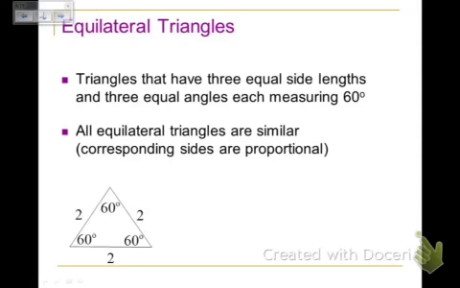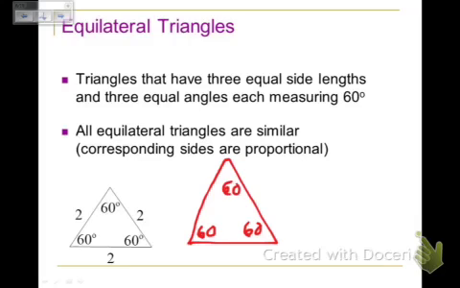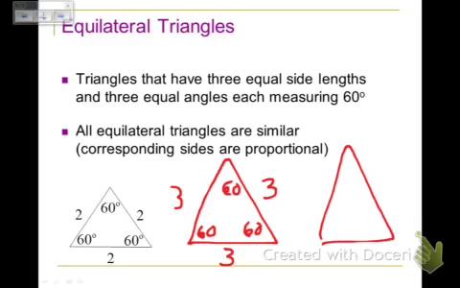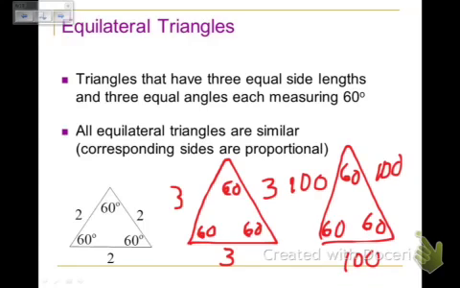Because if all the angles are the same, all the sides are the same, I can draw another one here and say these are all 60 degrees. Well, then if one side's 3, they all got to be 3. Or I could draw a really, really big one. This is not to scale, but let's pretend this is to scale. And they're all 60 degrees here, and say this side was 100. Well, then that would make the rest of the sides 100. So that's what that means by proportional, or they are similar.